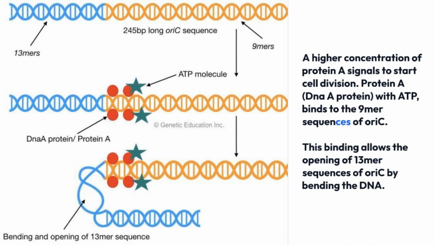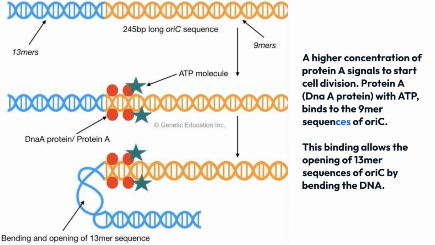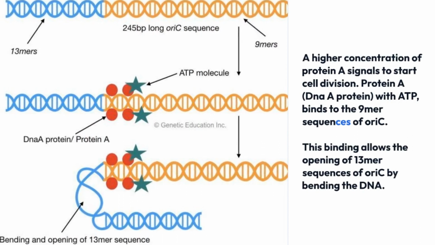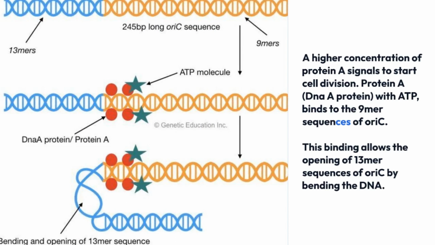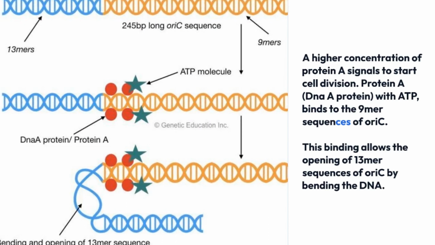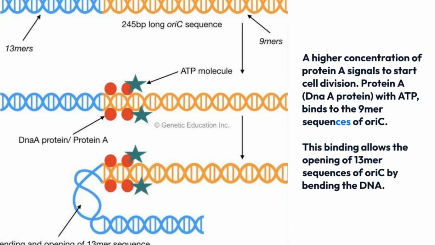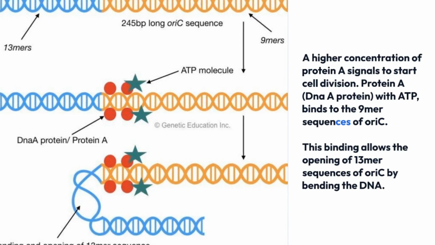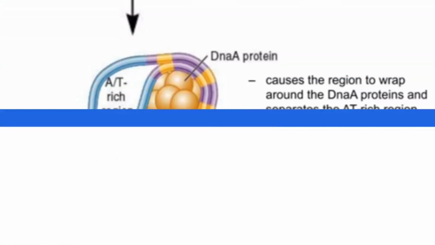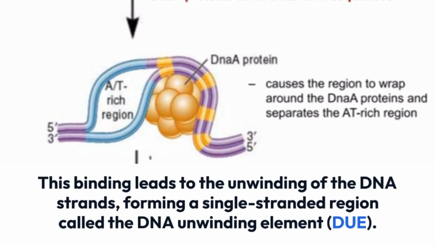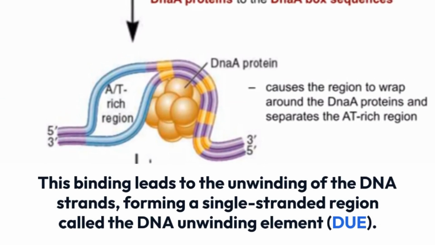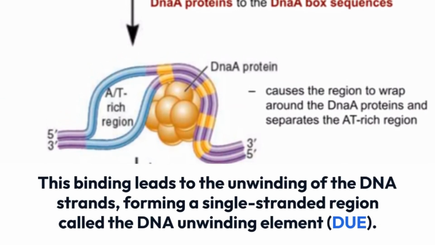A higher concentration of protein A signals to start cell division. Protein A, DnaA protein, with ADP, binds to the 9-mer sequences of OriC. This binding allows the opening of 13-mer sequences of OriC by bending the DNA. This binding leads to the unwinding of the DNA strands, forming a single-stranded region called the DNA unwinding element, DUE.